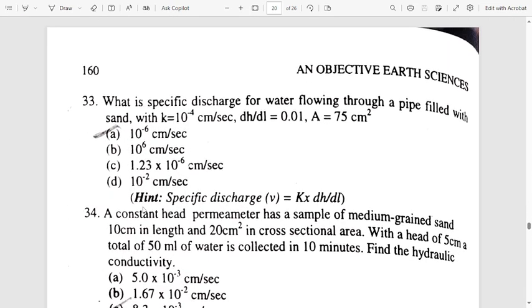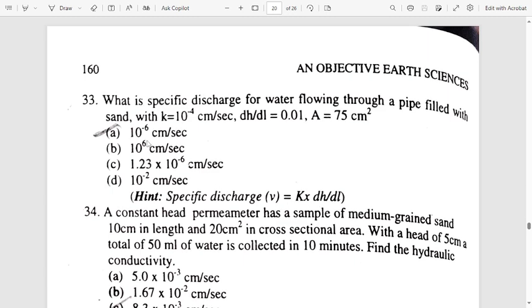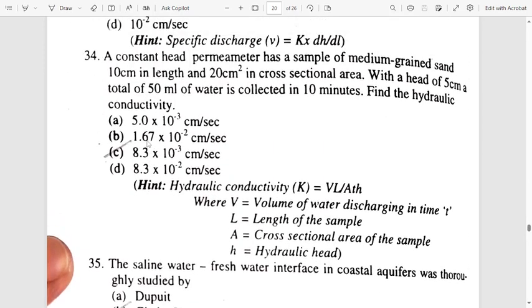Okay. And specific discharge, this is Darcy. Again put the values. Q is equal to K A dh by dL. So it will come to 10 to the power minus 6 centimeter per second. A constant. This is for hydraulic conductivity. K is equal to V L by A, that is volume into length, over area into time into height, the hydraulic head.